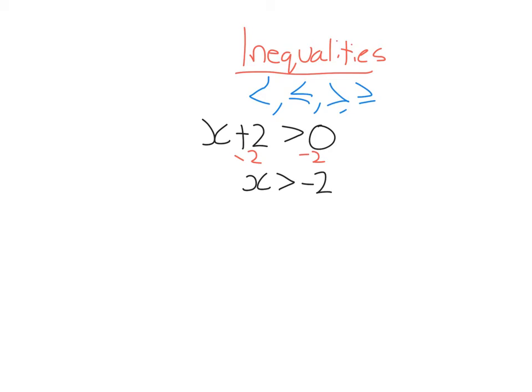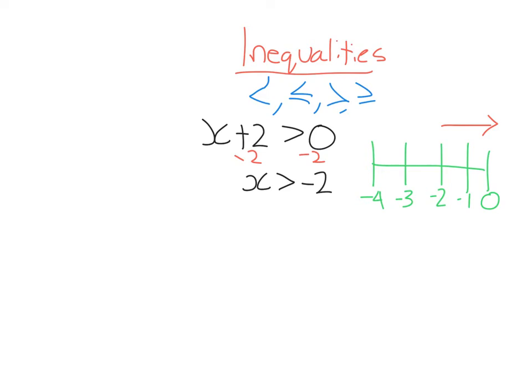We can display all of these solutions on a number line that you would have seen many times before. So I'll just label these. So x is greater than minus 2. What we do is we start at minus 2 and we draw a line in this direction. We drew it to the right because x is greater than minus 2. If it was less than minus 2, it would have gone the other direction.